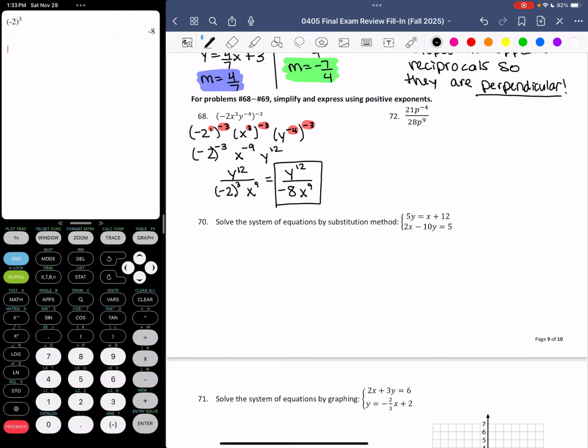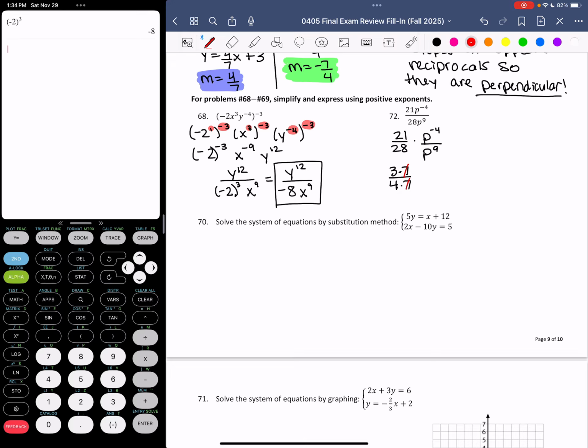Okay. Now on 72, we're first looking to see we have two separate things here. We have numbers and then we have p's. So we could write this as 21 over 28 to reduce. And then we can put p to the -4 over p to the 9. And we can simplify that kind of separate, right? Simplify them separately. So 21 over 28 can be reduced by putting 3 times 7 over 4 times 7. And we can cancel out the 7s, okay?